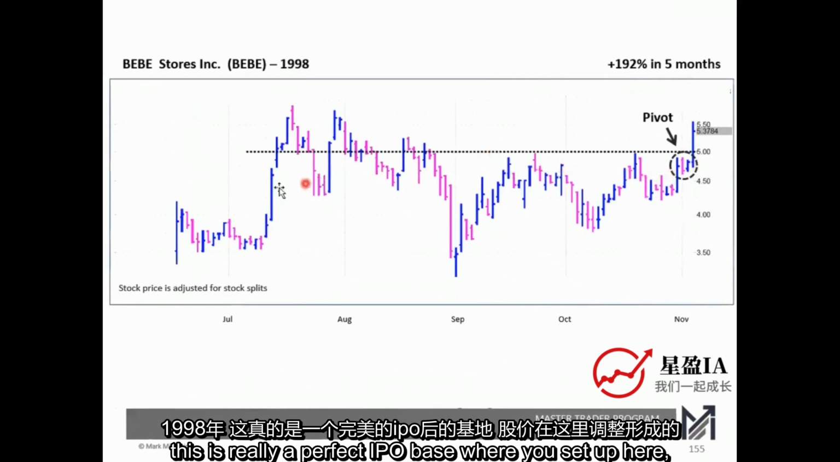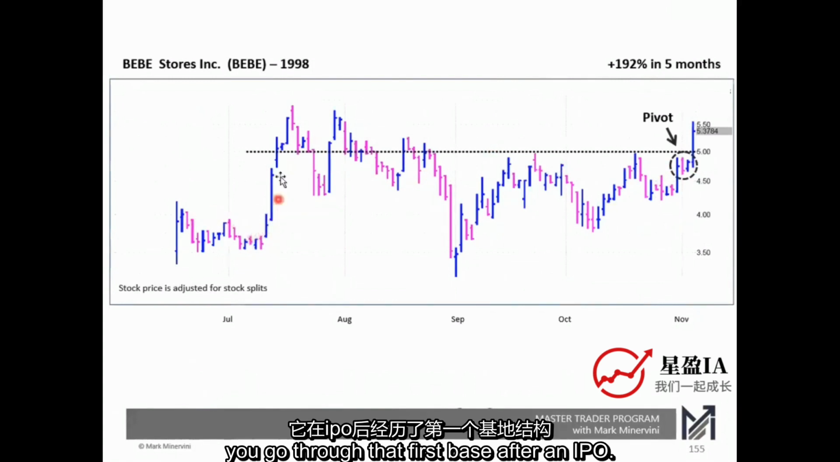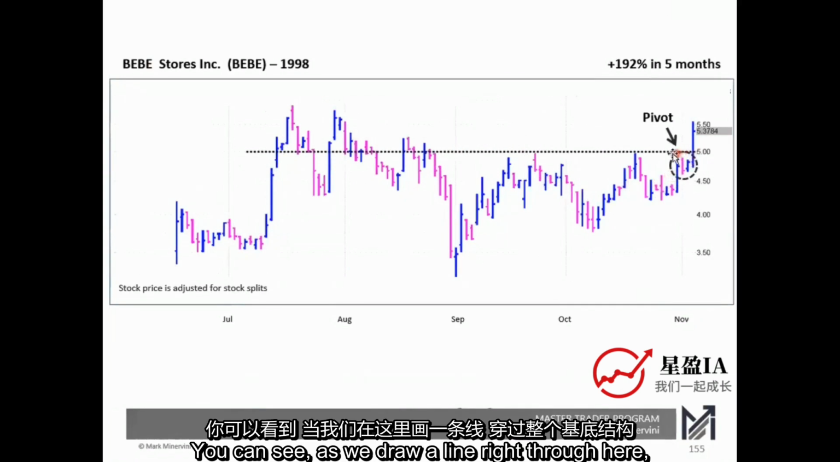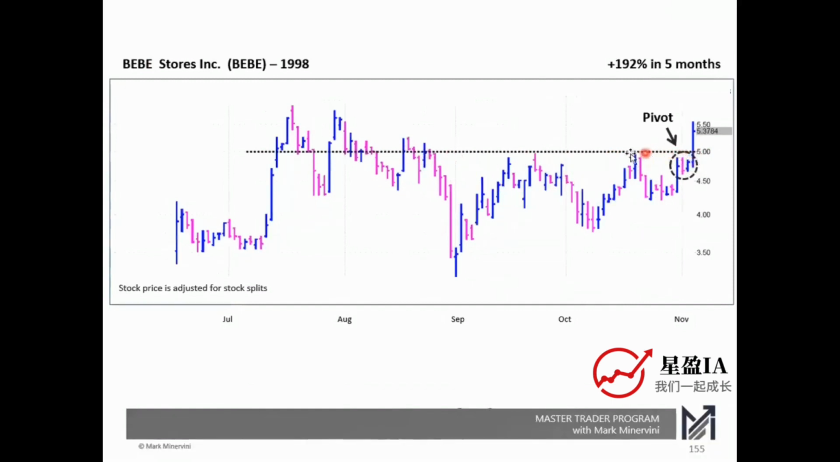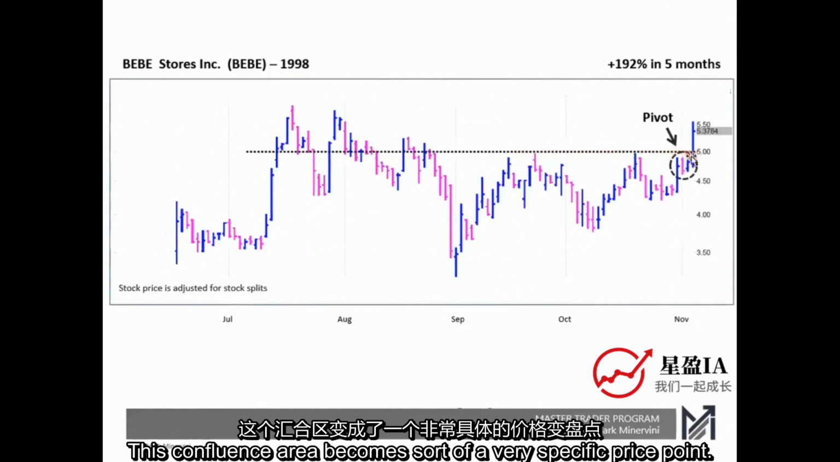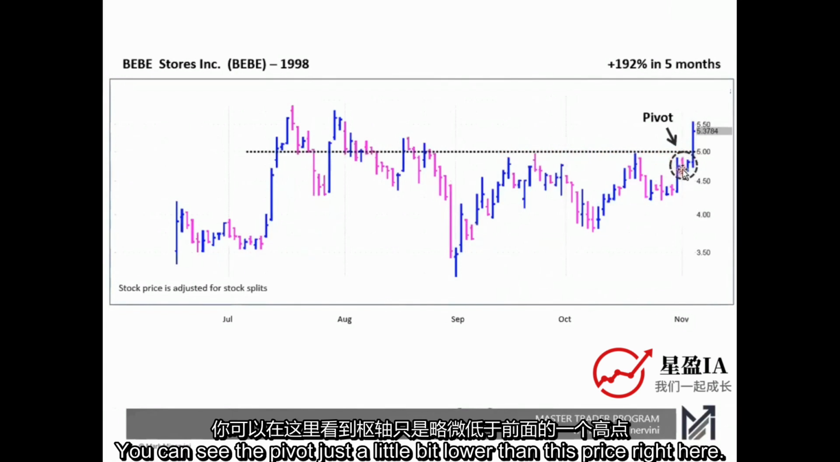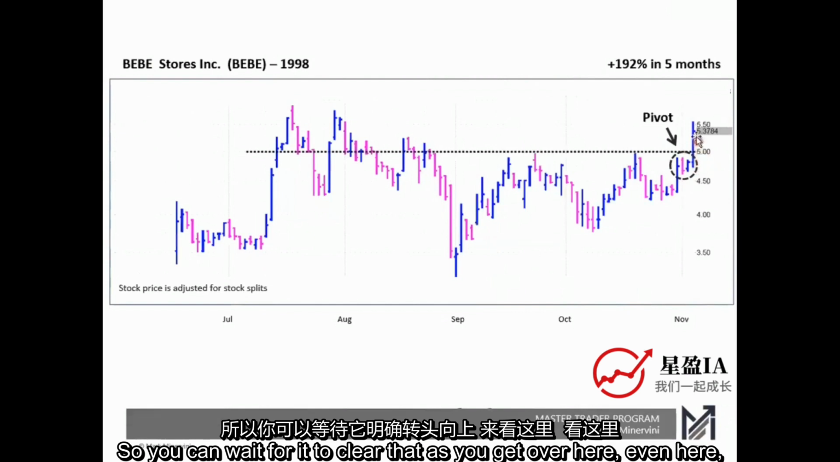This is really a perfect IPO base where you set up here and you go through that first base after an IPO, and you can see as we draw a line right through here, you see how the majority of the price action, and the closer we get to the right side, the more this confluence area becomes a very, very specific price point that's very close. And you can see the pivot just a little bit lower than this price right here. So you can wait for it to clear that.